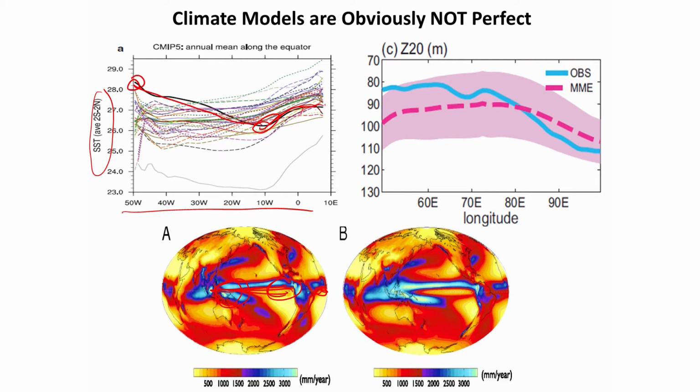So, it should be warmer in the west and colder in the east, but you can see that most models are actually going the other way and some models are way off, okay? Several degrees difference from observations. So, almost systematically all models are wrong in the Atlantic.